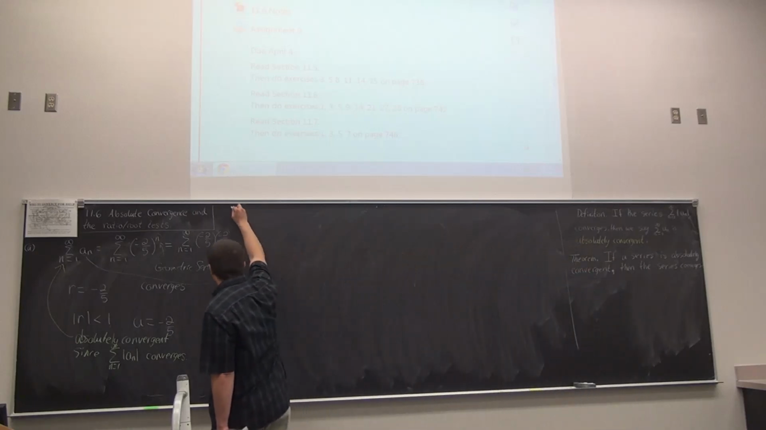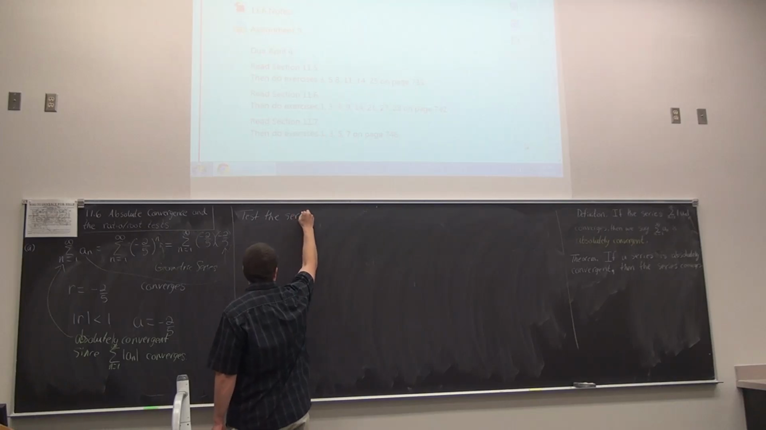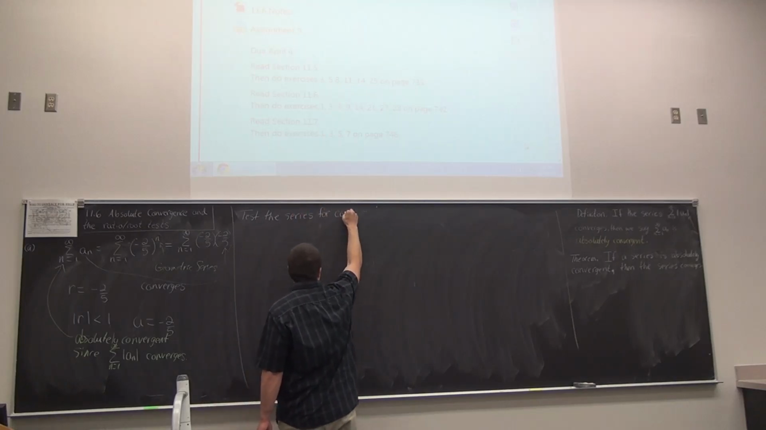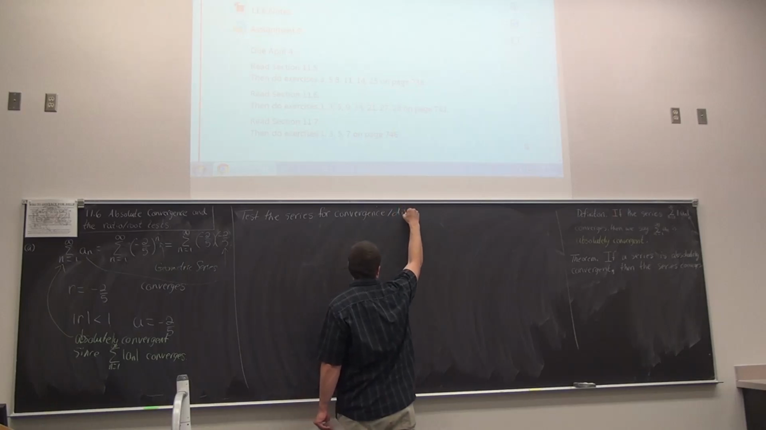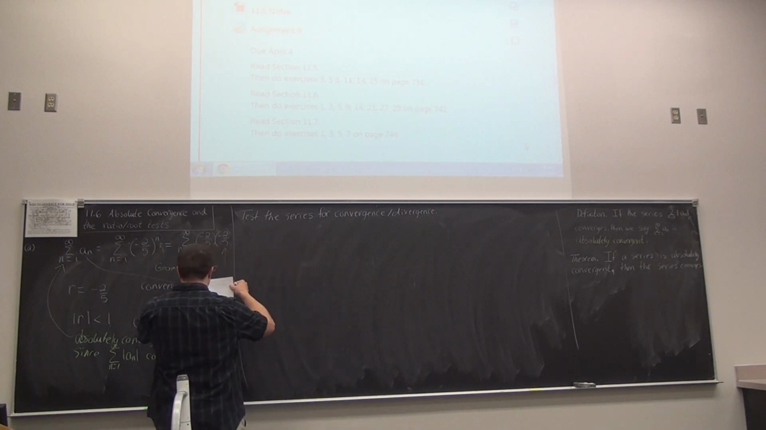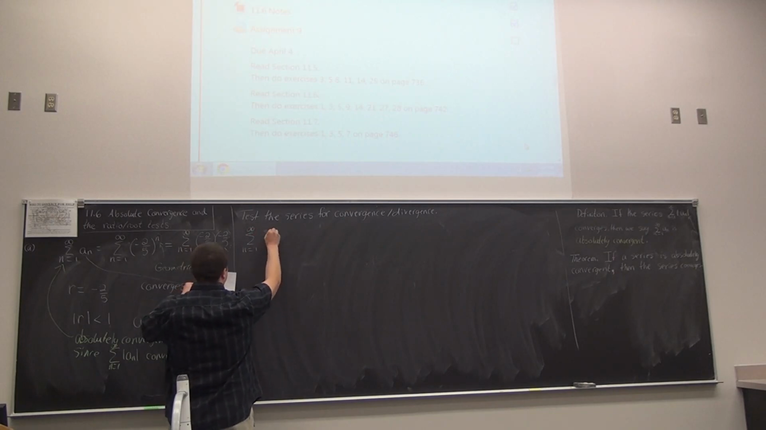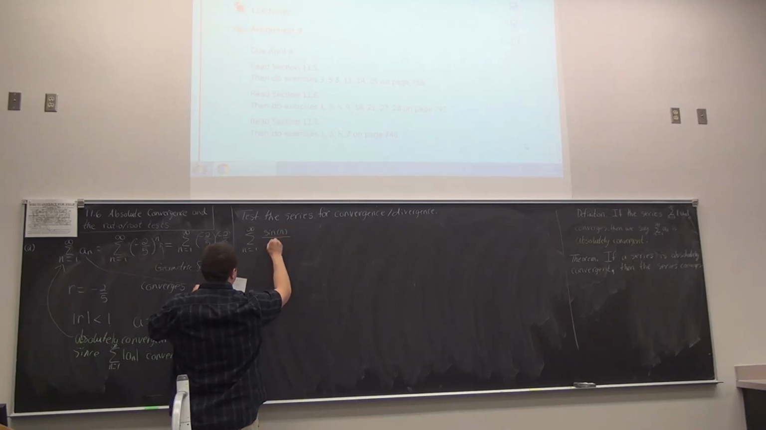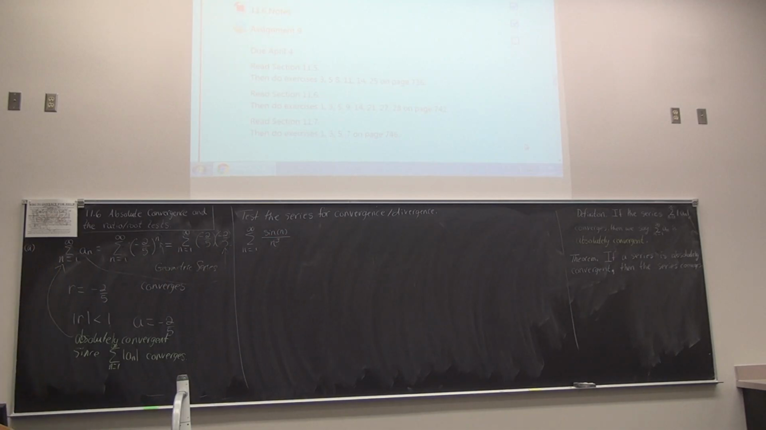So the instructions on this are back to the familiar: test the series for convergence or divergence. And the first one we'll look at is, let it be the summation as n goes from 1 to infinity of sine n divided by n cubed. So that's going to be our series. And once again, we want to determine whether it converges or diverges.